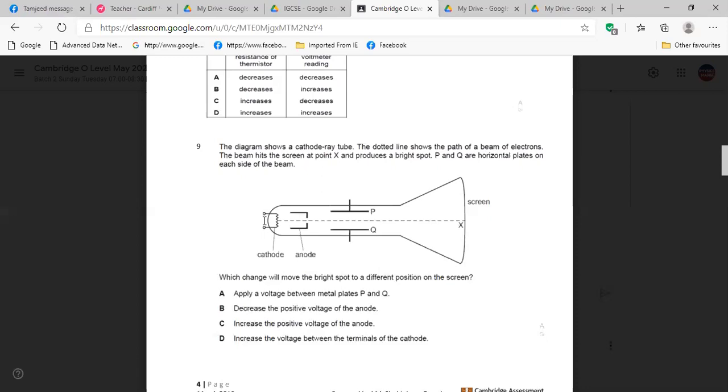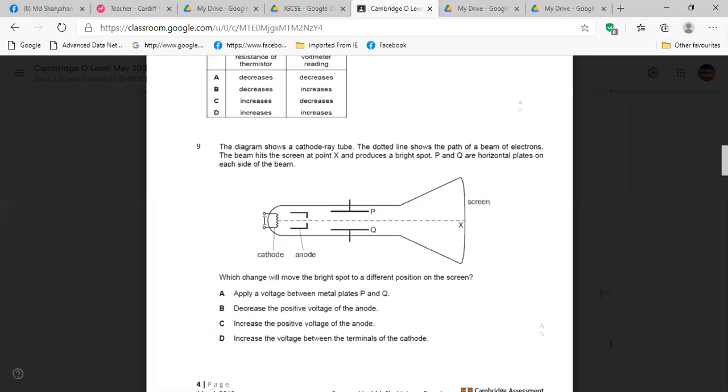Is it clear? Yes, sir. So the spot will not move or change its position. Only the intensity of the spot will increase or decrease, isn't it? But the spot will move if you only apply a voltage between metal plates P and Q. So is it clear now? Anything more? Done. All the MCQs are done, right?